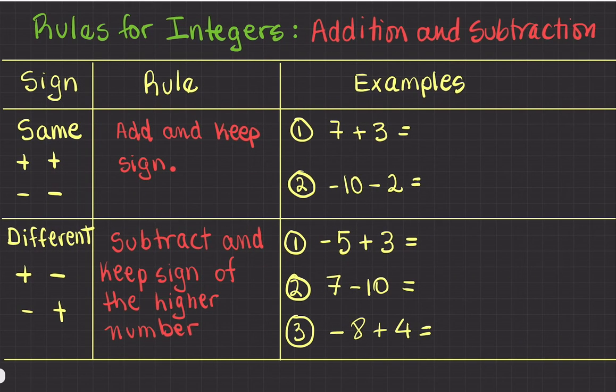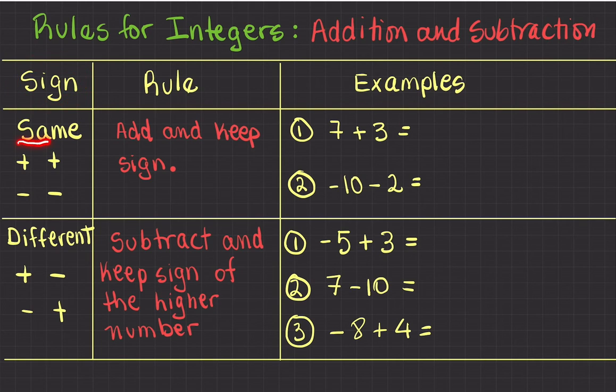Here are the rules for integers. But these rules are only for addition and for subtraction problems. For multiplication and division, we're going to see those next. Okay, the rules for integers. When I say integers, I mean positive and negative numbers. For addition and subtraction, you need to look at the signs of each number. So, here are the signs.